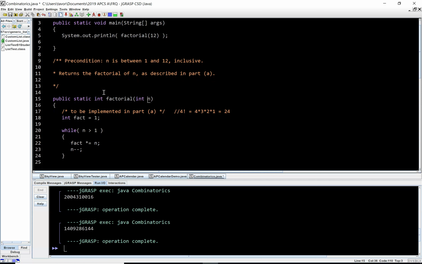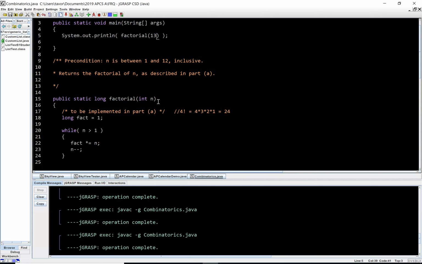Now, let me do one more thing. Let me actually just change this to a long, which means I would have to change the variable here to a long. And then let me try 13 and see if I get the right answer. I know I didn't get it when I had an integer.